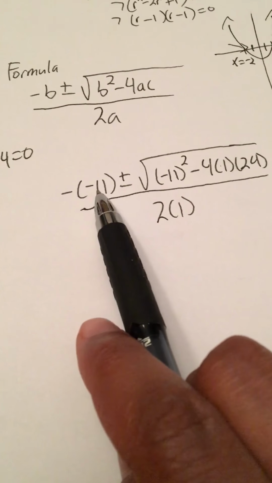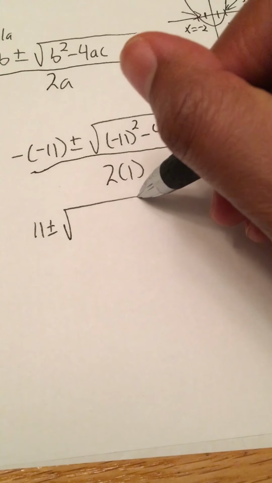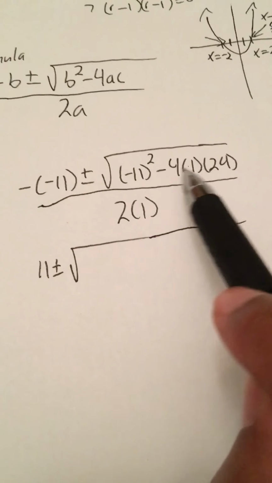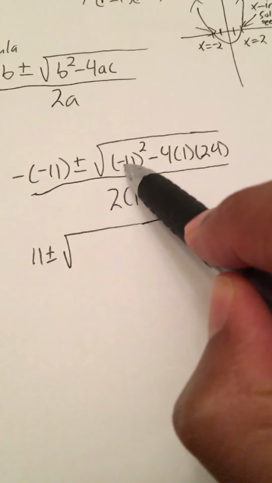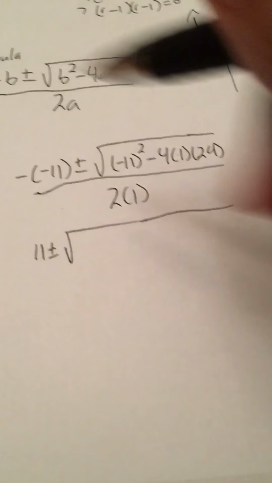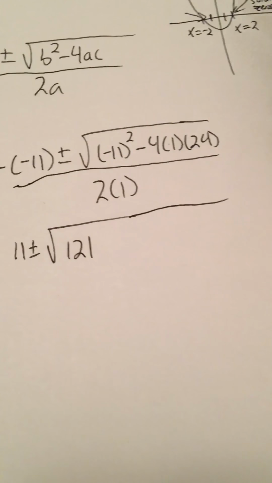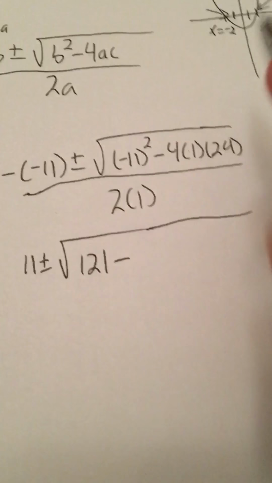If you've got a negative times a negative, double negatives, you know that's really going to equal a positive. So I'm going to go ahead and write that as a positive 11 plus or minus the square root. And we're just going to break this down. So I've got negative 11 to the power of 2. 11 squared, I believe, is 121. And a negative times a negative works out. And then I'm subtracting whatever this product is.